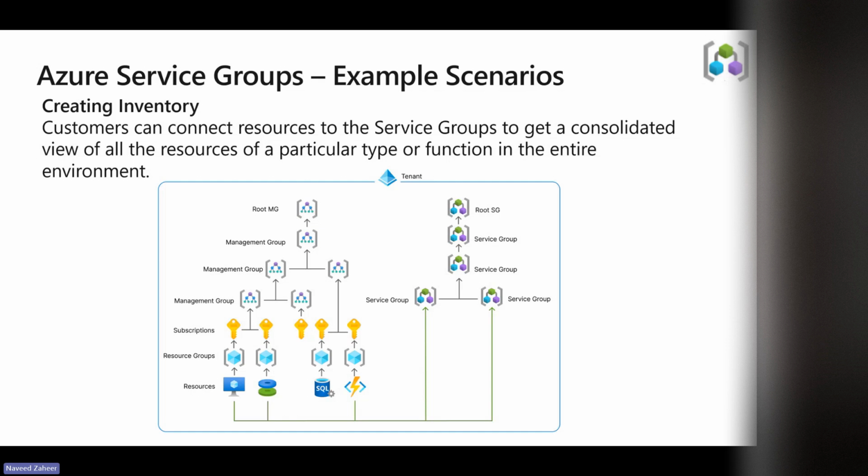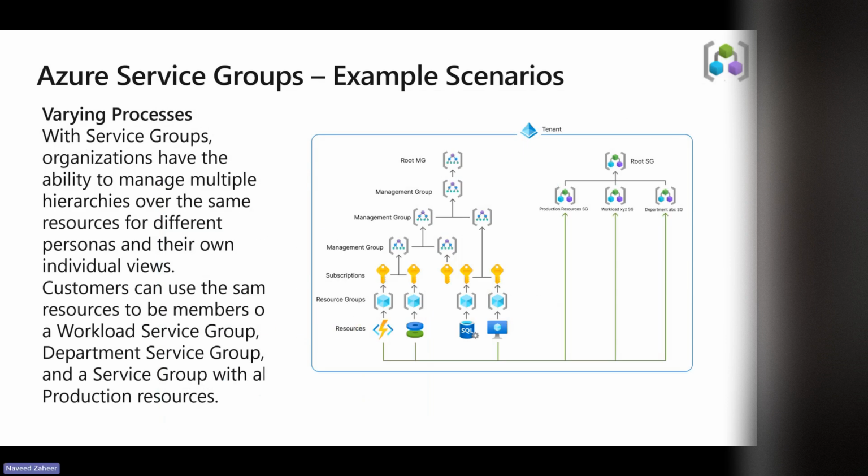In terms of inventory, let's say you want to look at a consolidated view of everything across all subscriptions. Okay. That's where service groups come into the picture. Any questions, folks?